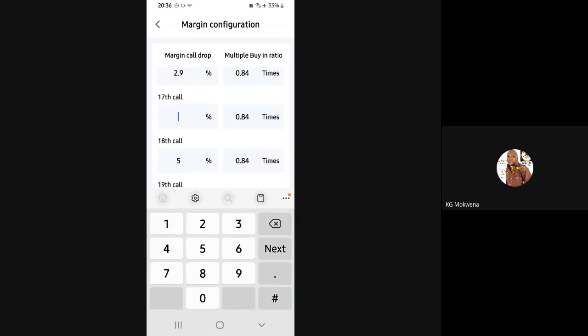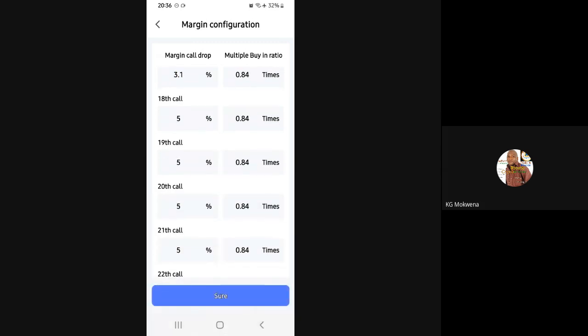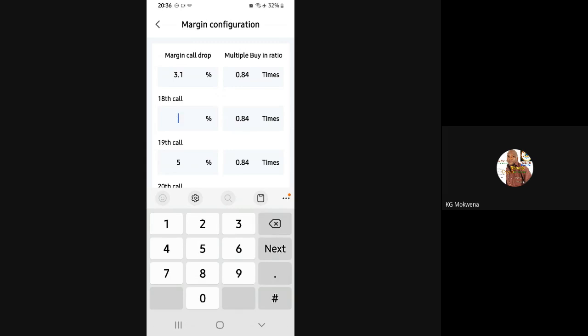And now go with 3.1. Yes, where the 17, yes, 3.1. And then below there, 3.2, you are building up like that.